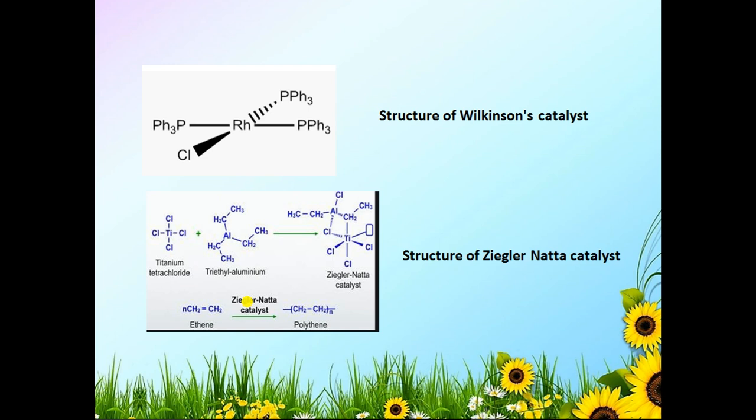Next, this is the structure of Wilkinson's catalyst. It is a coordination complex of rhodium. It is a red-brown solid. The common name of that compound is chloridotris(triphenylphosphine)rhodium(I). The formula for that compound is C54H45ClP3Rh. The main use of Wilkinson's catalyst is to reduce the alkene group.